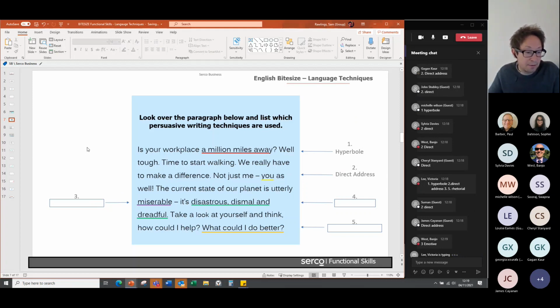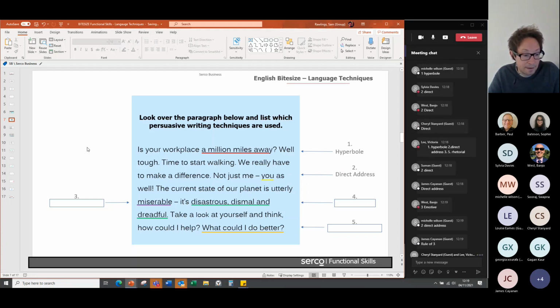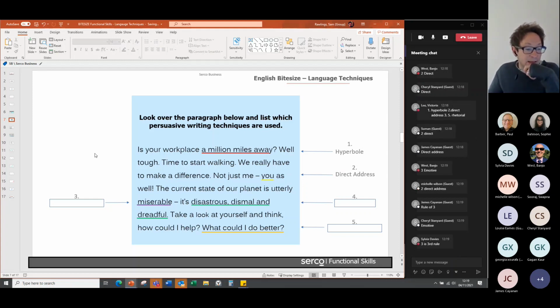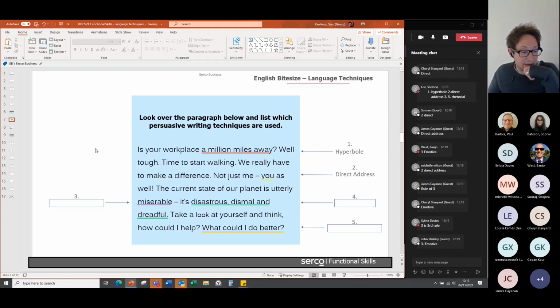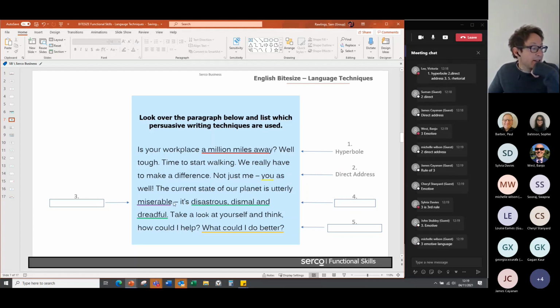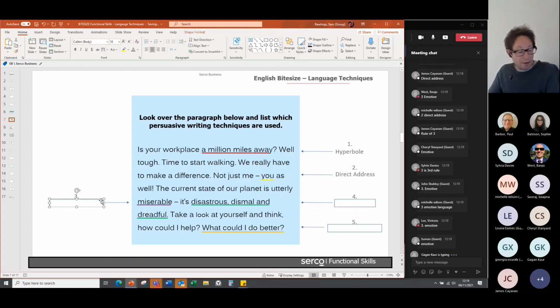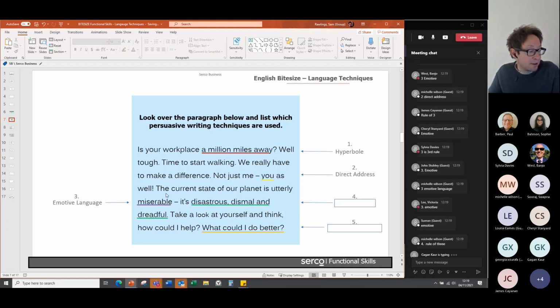So what about number 3 then? What do we think that is? So number 3 is just the little blue line under here. Good. Yeah, I think most people are on that one. So number 3 is the word miserable. Miserable is literally an emotion that we feel, isn't it? So that's quite straightforward. That should be emotive language, because that's the use of emotional language, making the reader sort of feel that emotion.